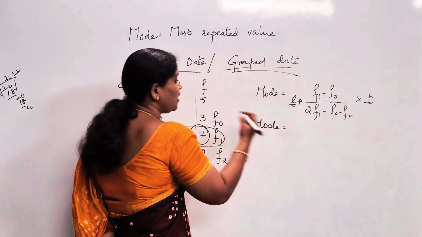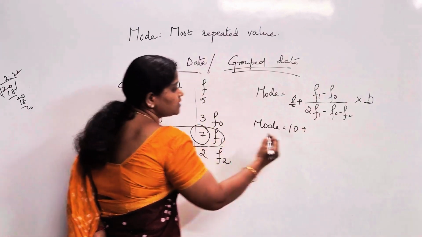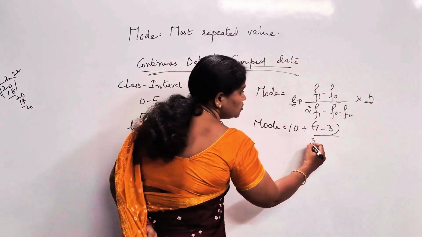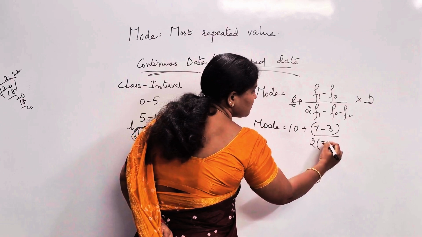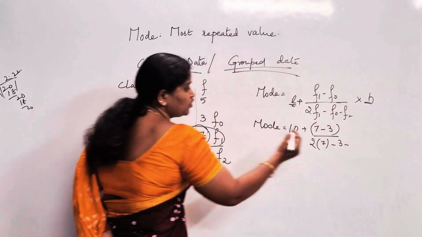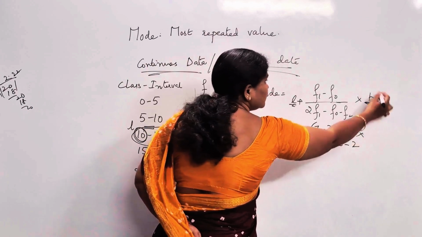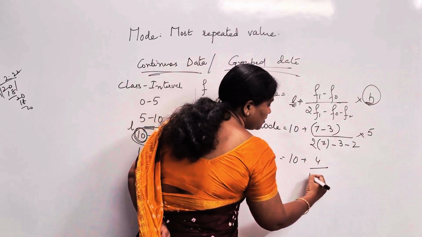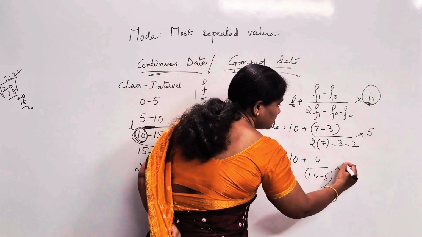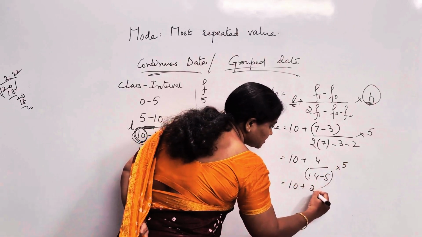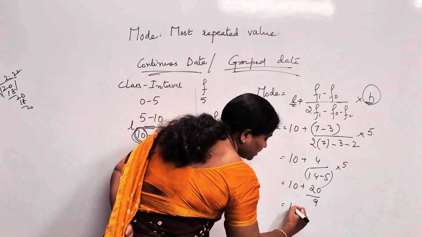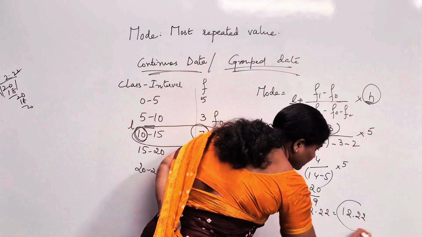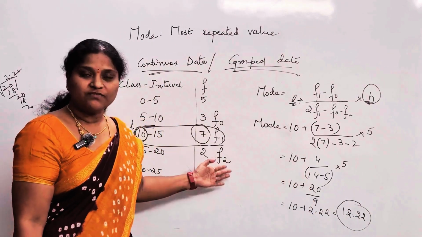Mode is equal to L value is 10 plus F1 is 7 minus F0 is 3 divided by 2 into 7 minus 3 minus F2 is 2 into the class width 5. So 10 plus 4 by 14 minus 5 into 5, that is 10 plus 20 by 9, that is 10 plus 2.22, that is 12.22 will be my mode value of the given continuous data.